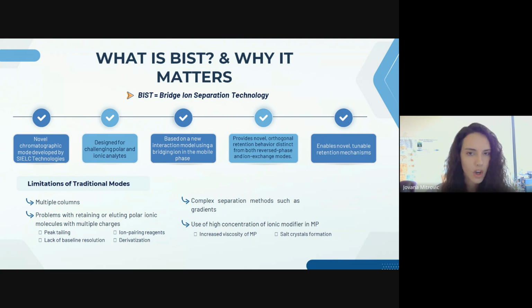Let's start by talking about BIST. BIST, or bridge ion separation technology, is a novel chromatographic mode that we developed at Silk specifically to solve a persistent challenge in analytical chemistry, retaining, eluting, and separating polar and ionic compounds, especially multi-charged. So let's start with the problem.